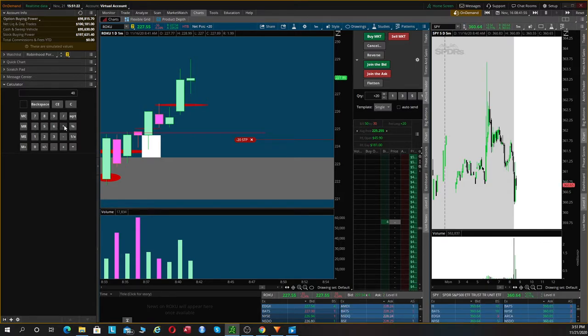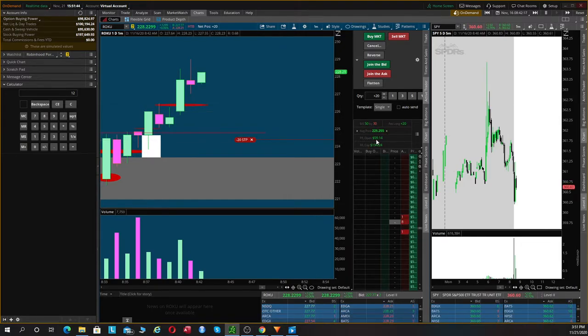40 times 30. I should actually do this. 0.3 times 40. So this is the slippage on the trade. $12. So $12 of slippage. Not a big deal. And now we have 20 shares, and we're just riding the contracts. Or riding the shares, I should say. So now we have 20 shares, and our stop is basically at break even.